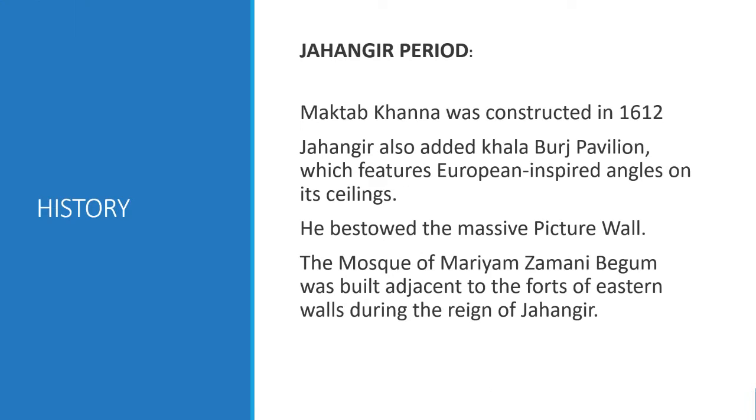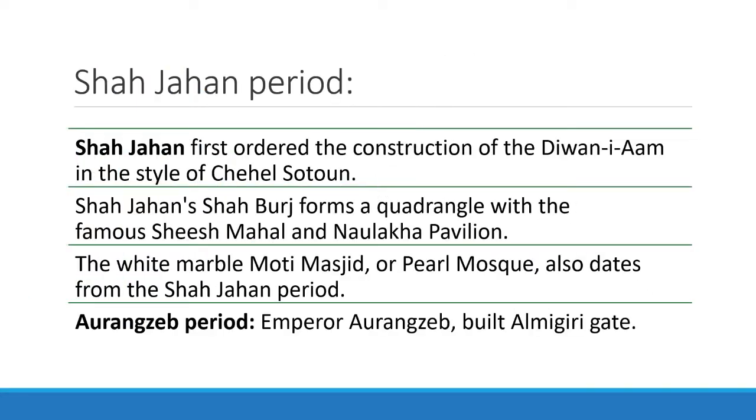Jahangir period. Maktab Khana was constructed in 1612 in the Jahangir period. Jahangir also added the Kala Burj Pavilion, which features European-inspired angels on its ceilings. He bestowed the massive picture wall. The mosque of Maryam Zamani Begum was built adjacent to the fort's eastern wall during the reign of Jahangir.